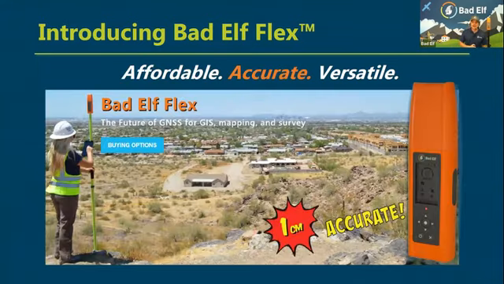So let's talk about accurate. How is the Bad Elf Flex accurate? Off the shelf, this unit right here, out of the box, you're talking 30 to 60 centimeters of accuracy in most of the world. That's turn the unit on, Bluetooth pair it with your tablet, or use it in a standalone logging method. You're talking 30 to 60 centimeters with SBAS in most places of the world. And that's the standard Flex.